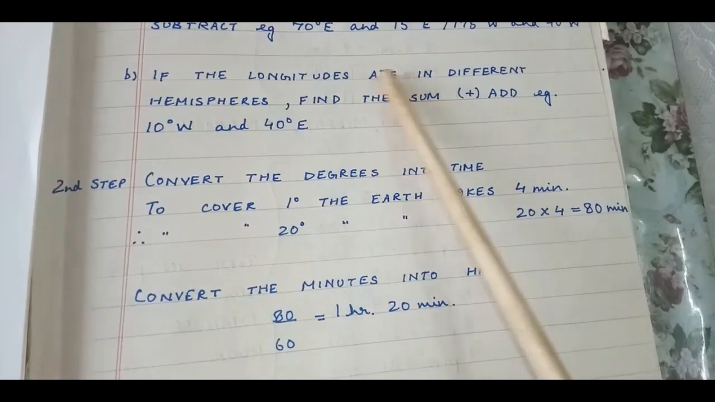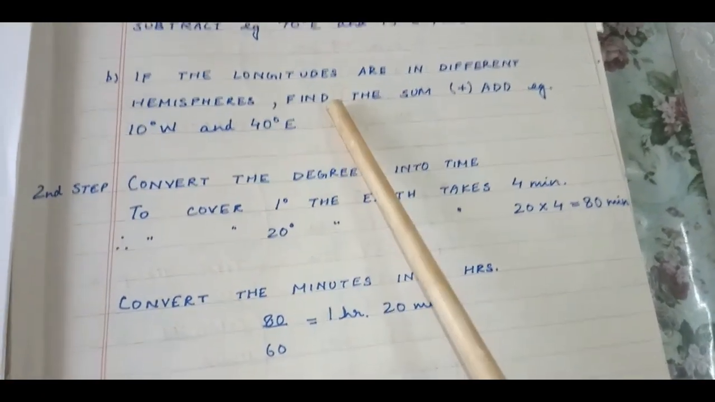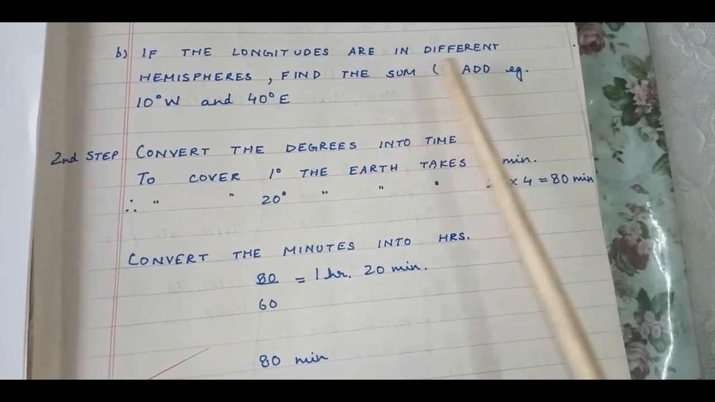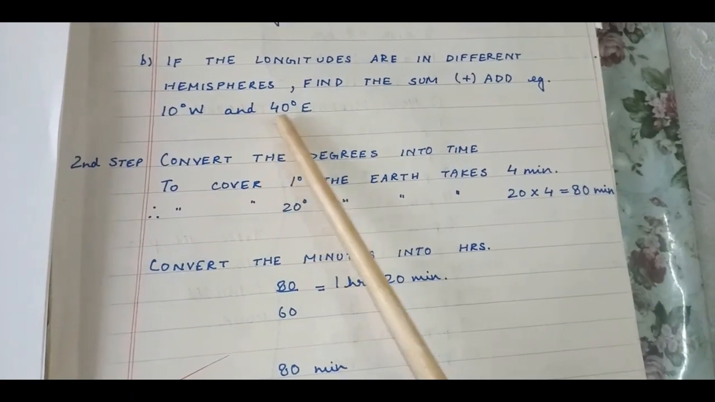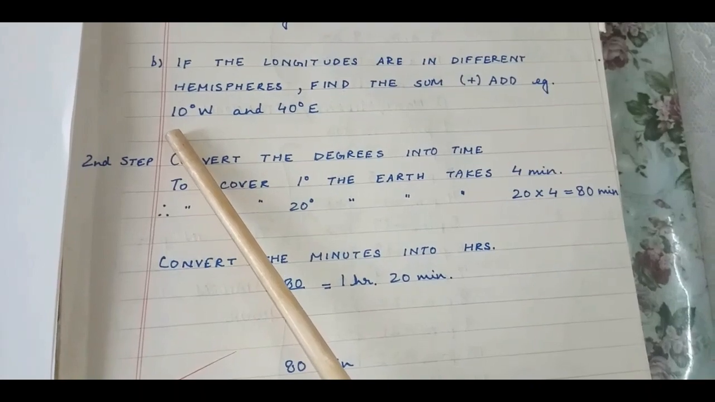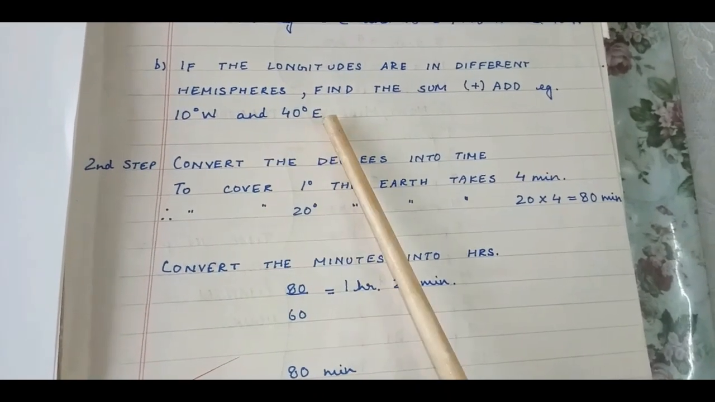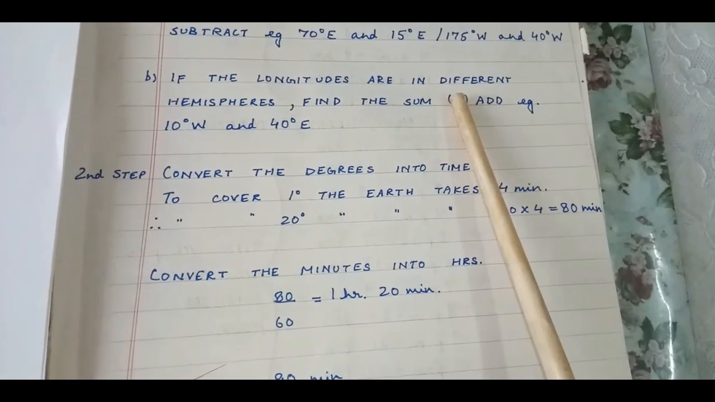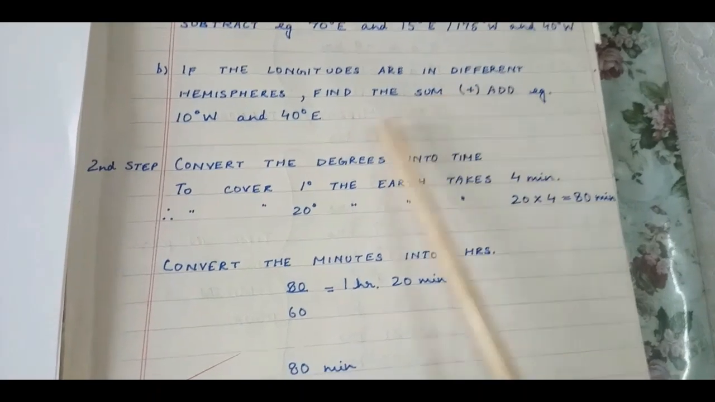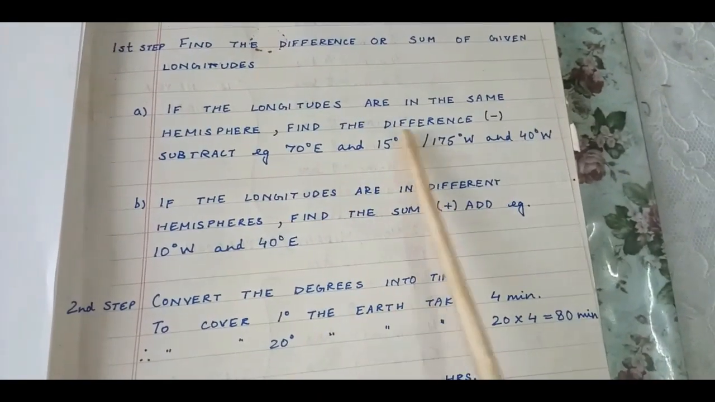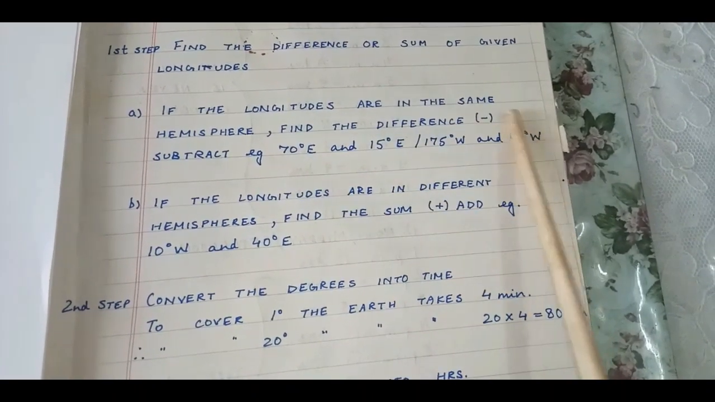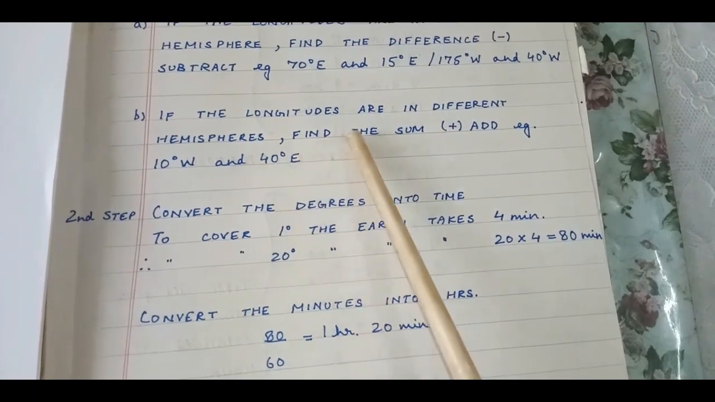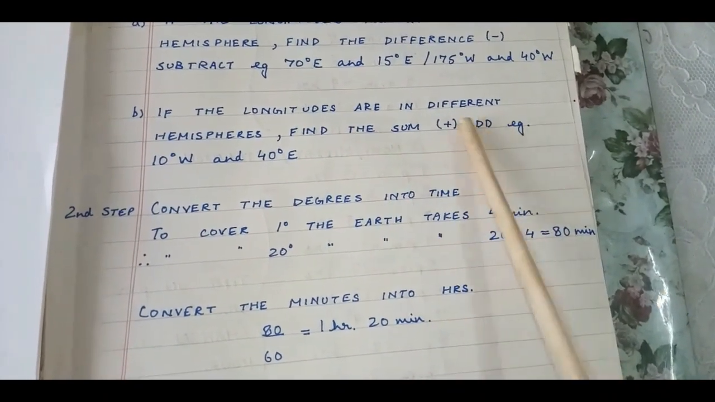But if the longitudes are in different hemispheres, then you will find the sum, that is, you will add the given longitudes. For example, 10 degrees west and 40 degrees east, or 10 degrees east and 40 degrees west, either way. If they are of two different hemispheres, then the first step is addition of the longitudes. Had they been in the same hemisphere, then what is the first step? Finding the difference in longitude. If they are in different hemispheres, then the first step will be addition of longitudes.